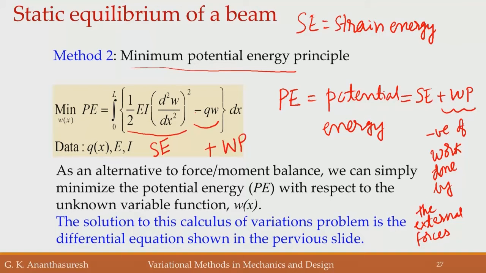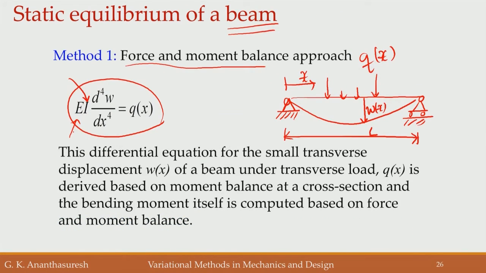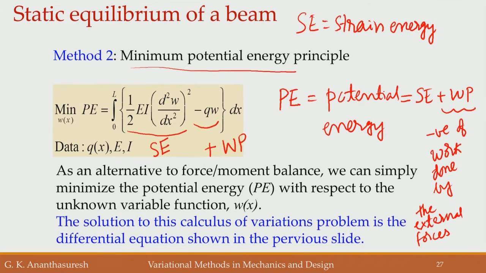Both are put together, and if we minimize potential with respect to W, that gives you the static equilibrium condition which we had in the previous slide. So, this is obtained with force and moment balance, whereas we can get this same equation by minimizing the potential energy with respect to W of x. This is what minimum potential energy principle says.